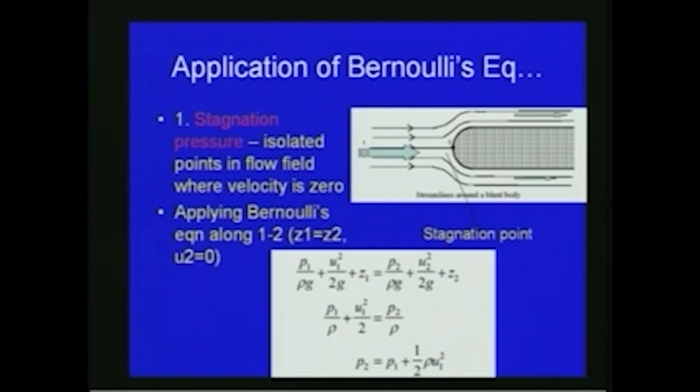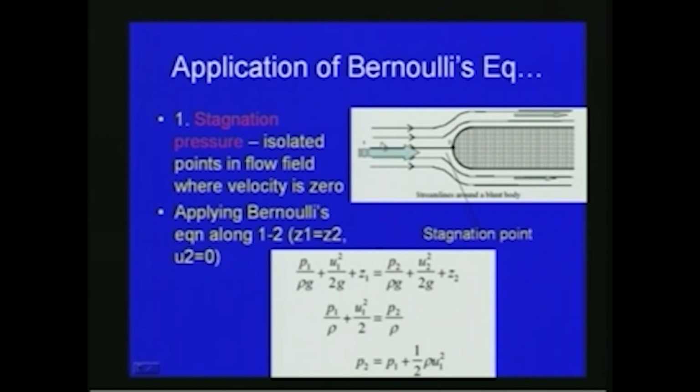So, let us consider a streamline around a blunt body like in this slide. Here you can see that the flow is coming in this direction, and due to the blunt body effect there will be a stagnation point like this. So, we can look at case 1 here, the application of Bernoulli's equation: stagnation pressure. We can isolate a point in the field where velocity is 0, the so-called stagnation point. Here in this figure, point 2 will be the stagnation point.